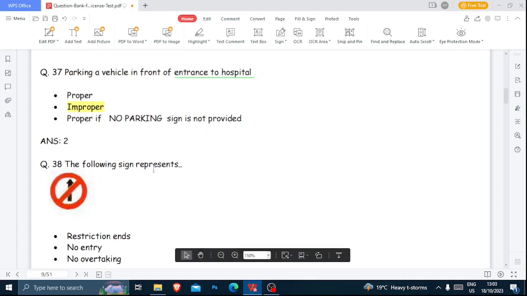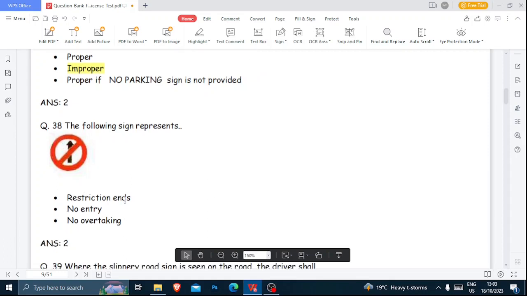Now moving on to number 38. The following sign represents, is it a restriction ends, or no entry, or no overtaking? Well, this one is what we call a no entry sign. Number 39.